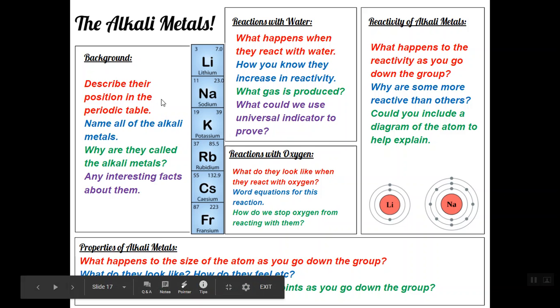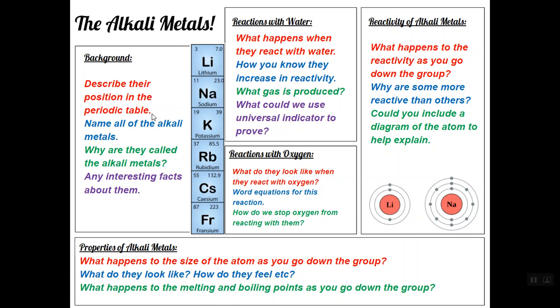So background: describe their position in the periodic table. I would say the alkali metals are in group 1 of the periodic table. There is lithium, sodium, potassium, rubidium, cesium and francium. They are called the alkali metals, and add anything else interesting, like the fact that if you put them in water, they explode. I'll also add in a couple of other videos because I've just thought of some other fun things that Miss or Sir might like to show you.